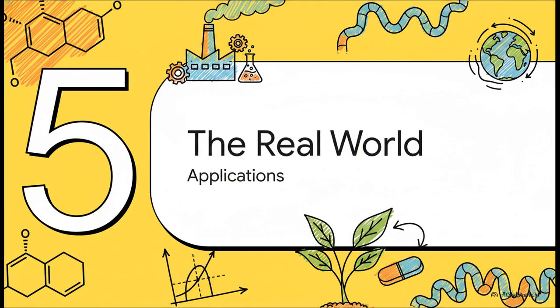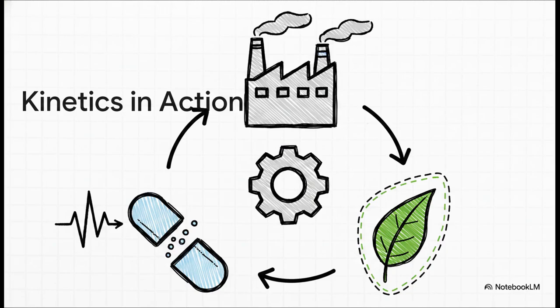Let's zoom all the way back out. Section 5, the real world, putting kinetics to work. And this brilliantly illustrates the immense real-world impact of everything we've just been talking about. Out in industry, mastering kinetics is what gave us the Haber process, which maximizes fertilizer production to literally feed billions of people. In medicine, understanding kinetics is straight-up life-saving. It's exactly how pharmacologists design sustained-release capsules, ensuring a drug enters your bloodstream at the perfect, safe speed.